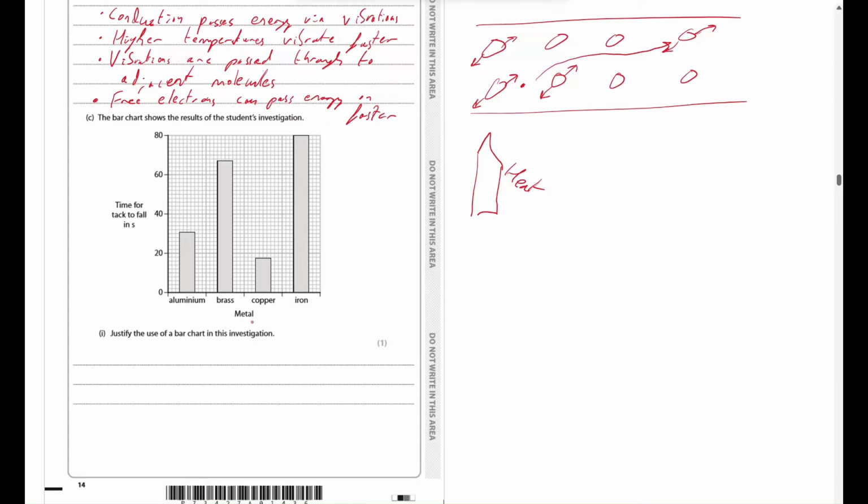Okay, why do we use a bar chart here? Well, the metal is a discrete variable. Okay, you have brass or you have iron. You can't have halfway between them. I know you know about alloys in chemistry, but here it's a discrete variable. It's not like a number where you could have 1, 2, 3, or you could have 2.5 or 2.7. A discrete variable.